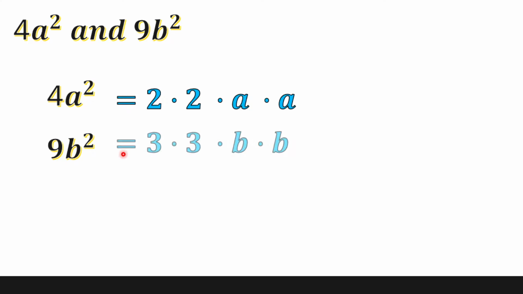How about 4a squared and 9b squared? Hanapin natin. So, si 4a squared, meron siyang 2 times 2. A squared, dalawang beses, a times a. Okay? 9b squared, that is 3 times 3. Tapos si b squared, dalawang b. Hala, sir! Paano yan? Walang magkapareho.